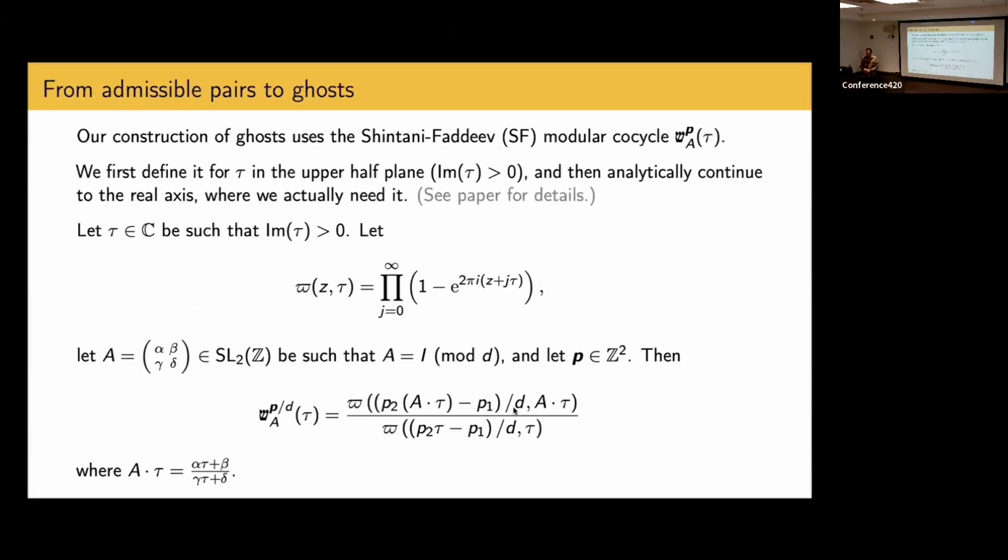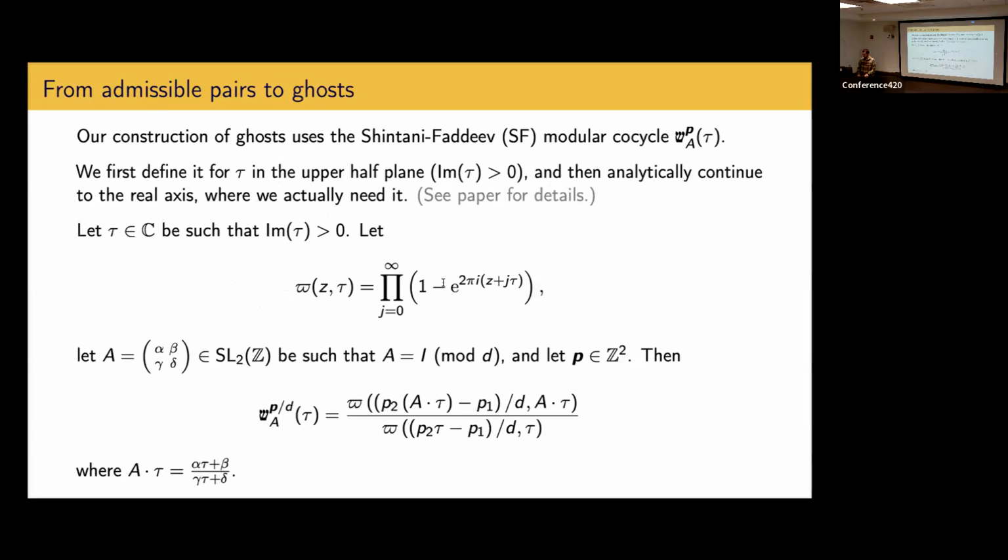Okay, so I want to show you a little bit about the formula that we use. Once you've specified one of these admissible pairs, you have to actually compute the associated ghost. So that's the label for it, but now you need a formula that tells you how to compute the ghost. I won't be able to show you the complete formula, but I'll show you the genesis of the formula. So it's related to this thing called the Shintani-Faddeev modular cocycle.